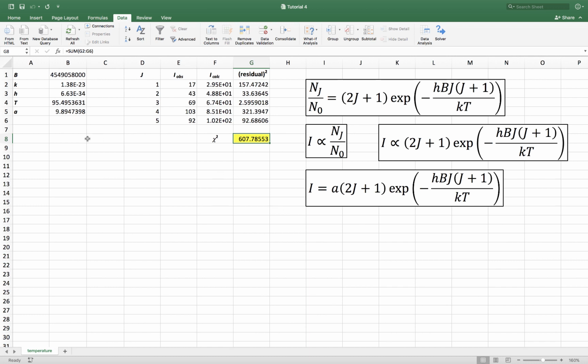and then we can check the results. And here we go. So it has managed to minimize down to a chi-squared value of about 608 by using a temperature of around about 95 Kelvin and a value for the constant of proportionality of around about 10. We're not interested in the constant of proportionality, but we are interested in that temperature. 95 Kelvin for an interstellar dust cloud is towards the upper end of the temperature for an interstellar dust cloud, but is quite reasonable. Thanks for listening.